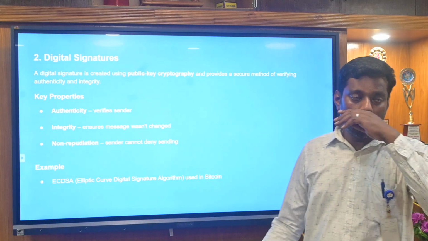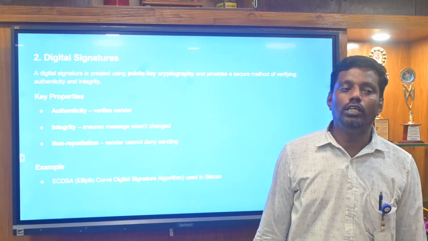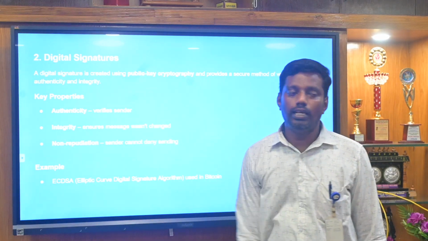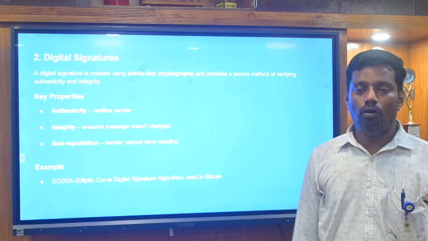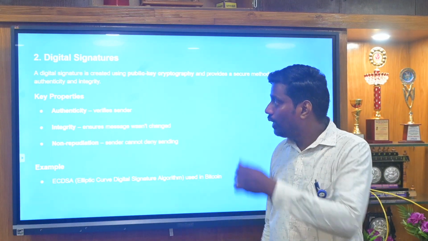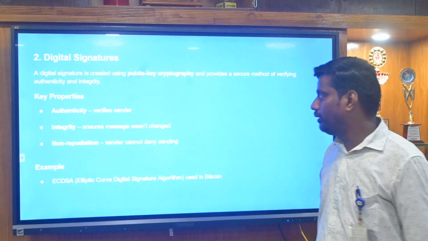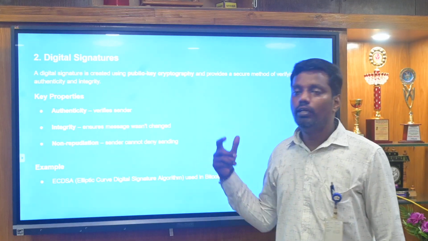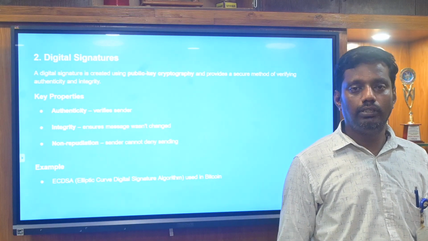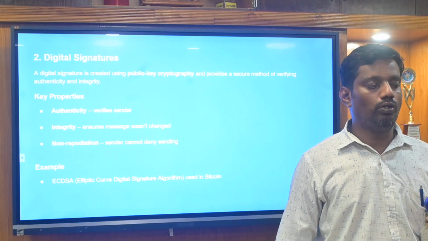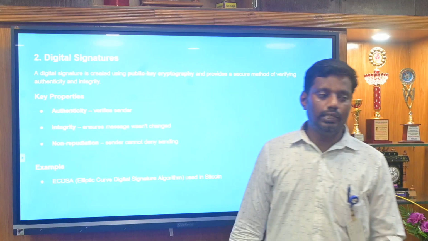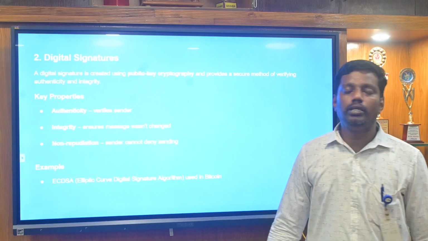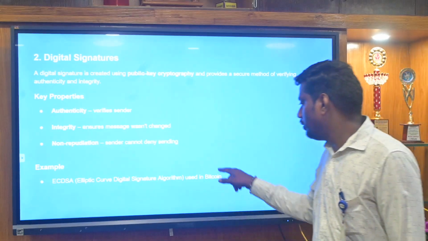Coming to the digital signature, it is created using public key cryptography and provides a secure method of verifying authenticity as well as integrity. The key properties of digital signatures are: authenticity, which verifies the sender; integrity, which ensures the message wasn't changed, checking whether any change has occurred; and non-repudiation, where the sender cannot deny sending. An example is ECDSA, the Elliptic Curve Digital Signature Algorithm, which is used in the Bitcoin process.